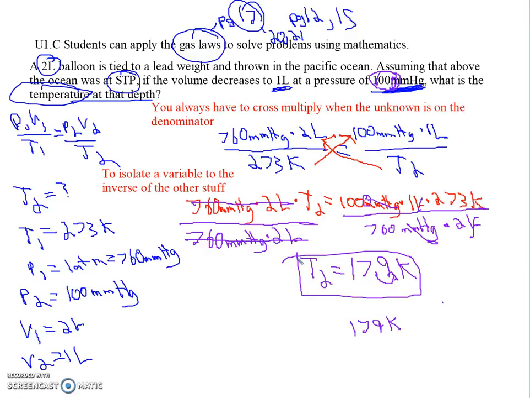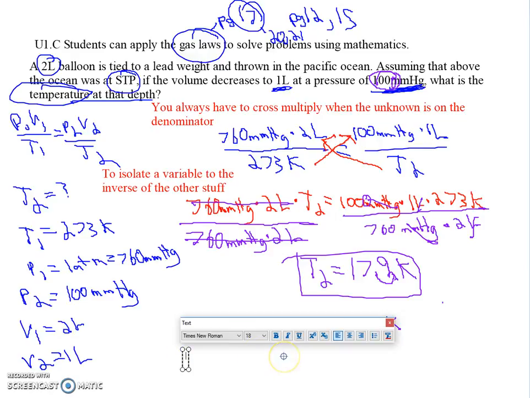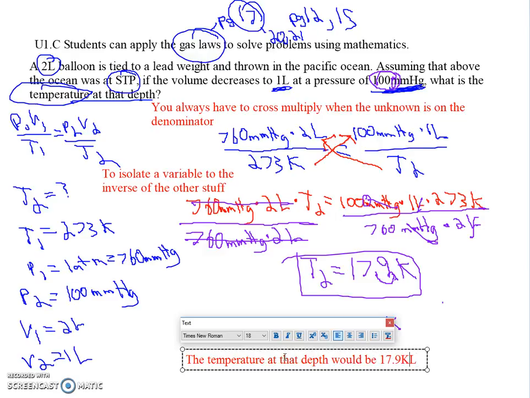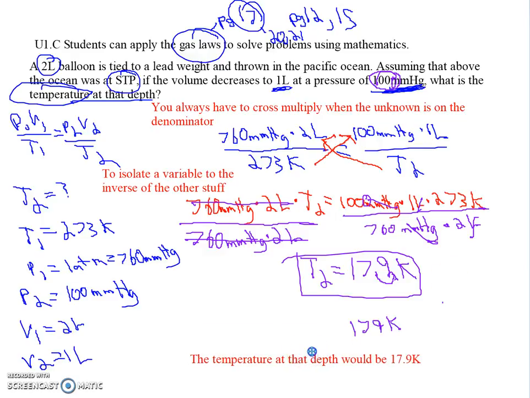So if you want to really be a scholar, then write your answer in a sentence. You say the temperature at that depth would be 17.9 Kelvin, or if you do the correction, 179.